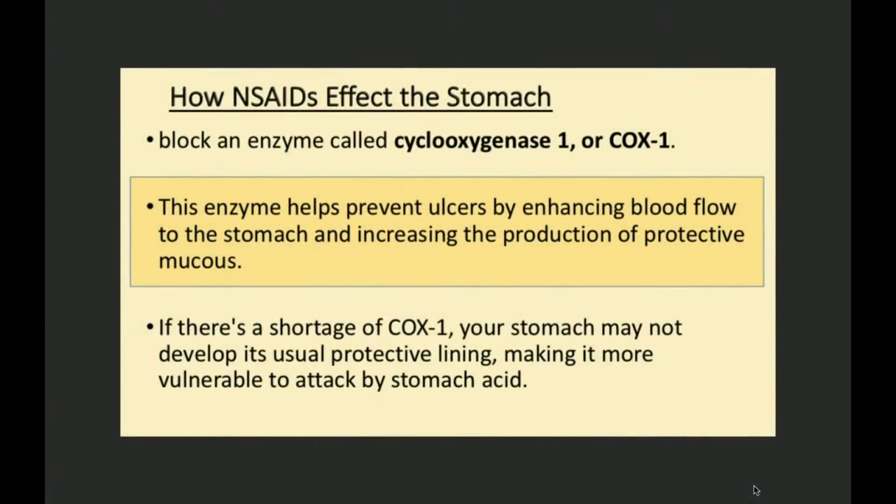Good God. Okay, now non-steroidal anti-inflammatories, Advil, Motrin, Aleve, ibuprofen, all the other stuff. It blocks COX-1. Now, this enzyme helps prevent ulcers by enhancing blood flow to the stomach and increasing production of protective mucus. And this is really important that you understand the mechanism, or suspected clinical pharmacology, how it works. So a non-steroidal anti-inflammatory blocks an enzyme that helps protect the stomach.